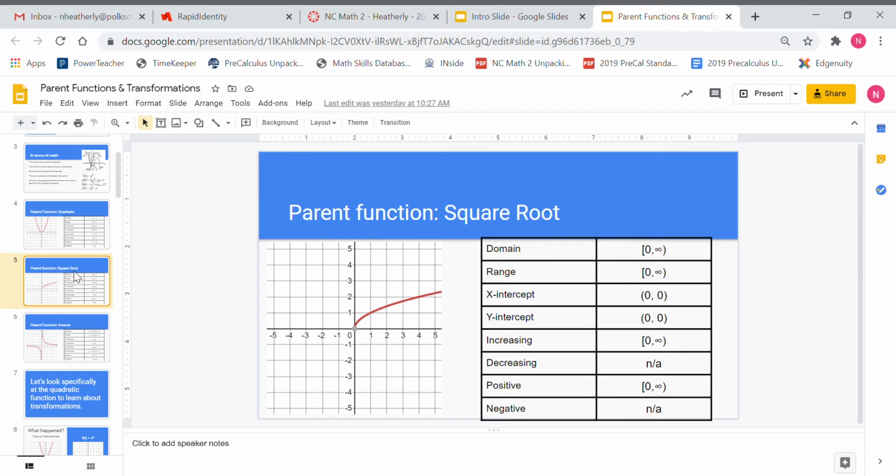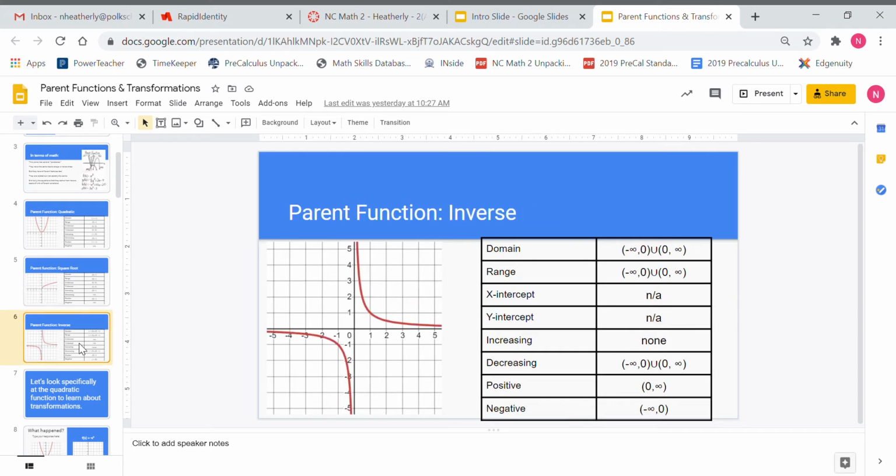Another parent function we're going to study is a square root function, and that is the square root of x. And so that end behavior, even though it's not listed, would be as x approaches 0, f of x approaches 0, so that's the left side, and on the right side as x approaches positive infinity, f of x approaches positive infinity, and all the other characteristics are listed out in that table.